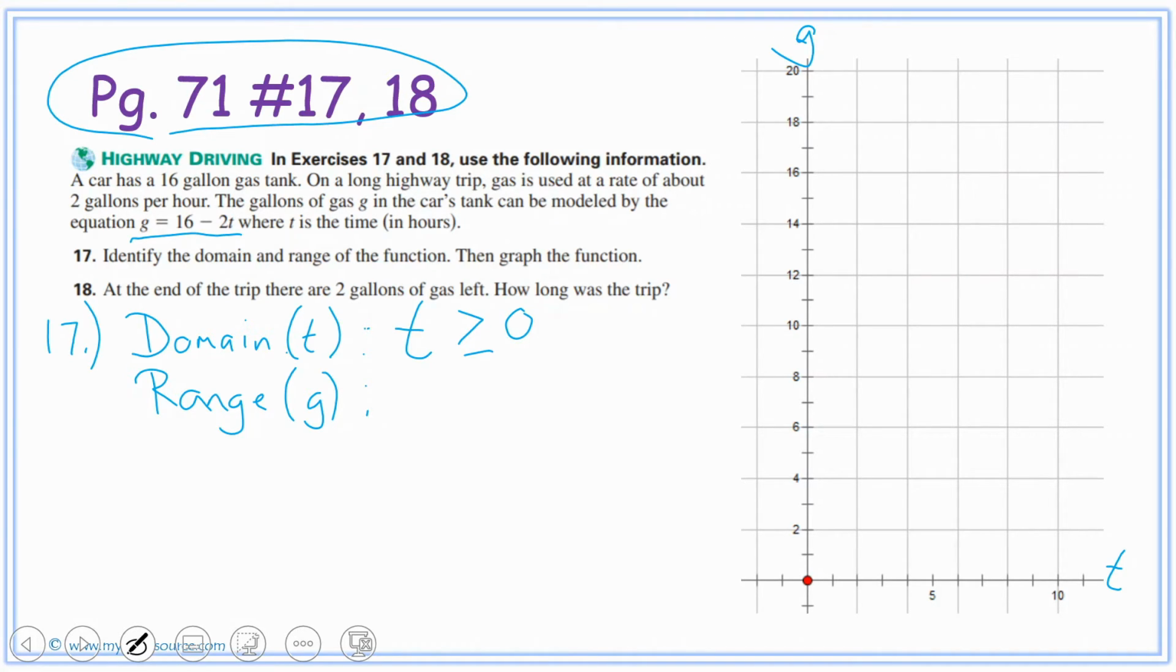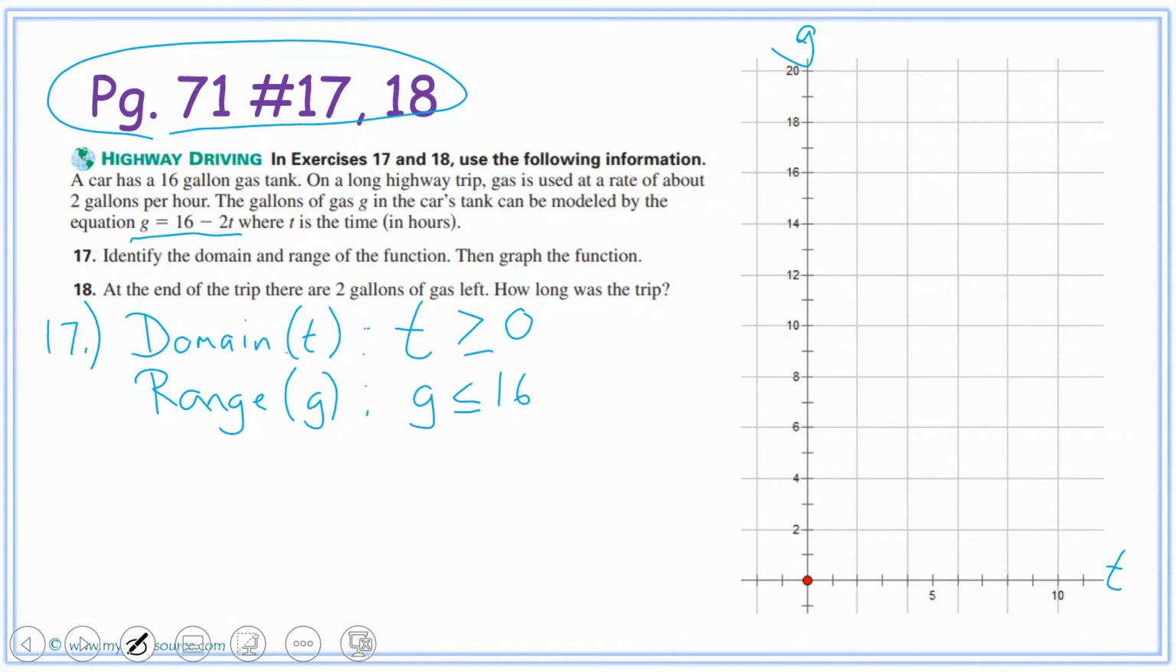Let me give you an example. If I put 5 in there, 5 times 2 is 10, and 16 subtract 10 is 6. So what you see is as the t's increase, my values of g decrease. And so that means my g's will be less than or equal to 16. And so that's how we find our domain and our range of values.